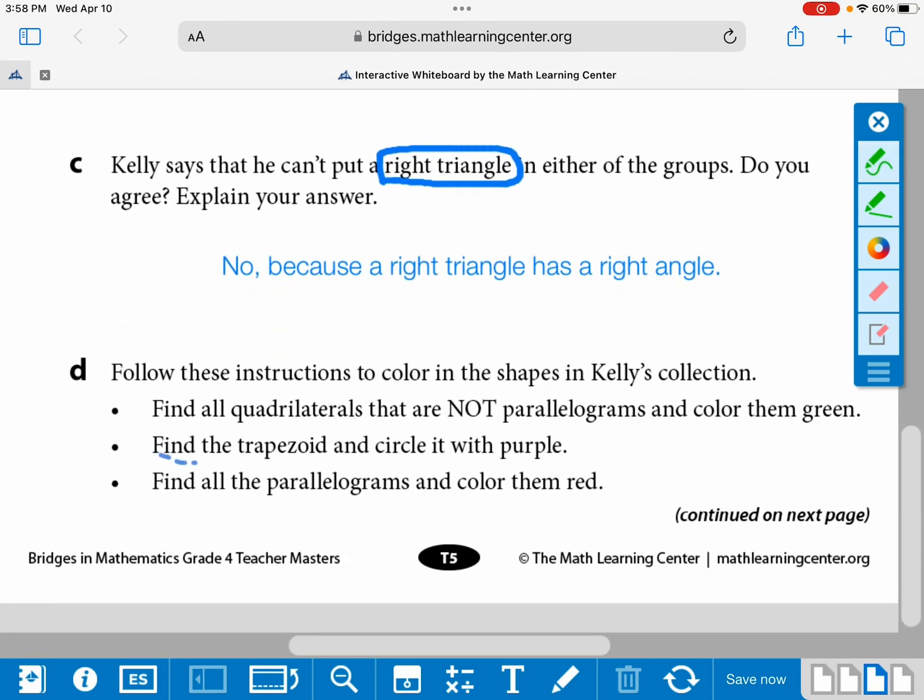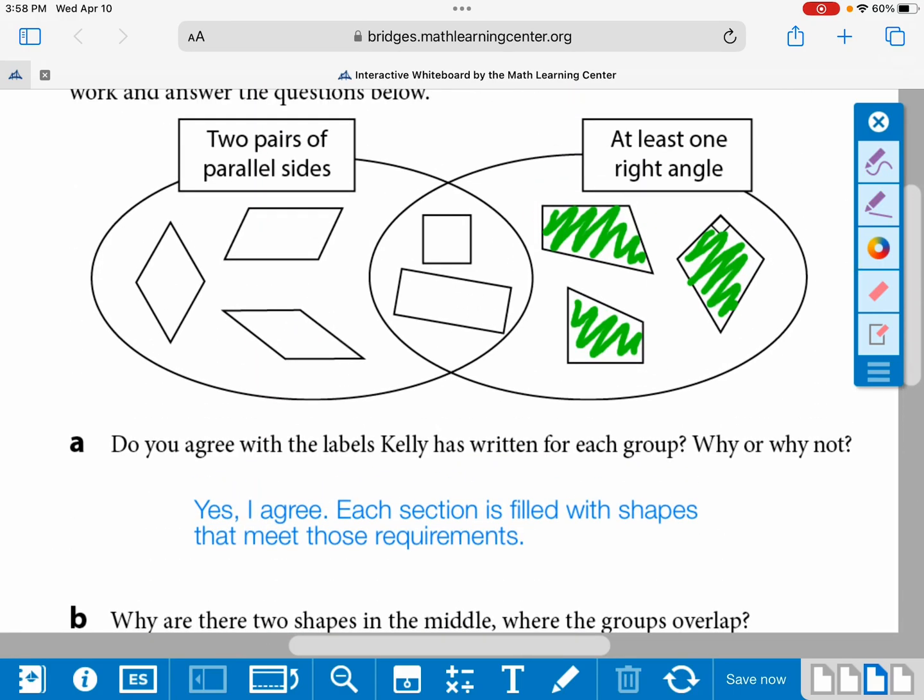For our next one, we need to find a trapezoid, and we need to color it purple. So trapezoids have one pair of parallel sides. So again, we cannot go back to this side. Right here, no parallel sides, no parallel sides. On this one, though, we have a pair of parallel sides right there and right here. So we're going to be able to color this purple.